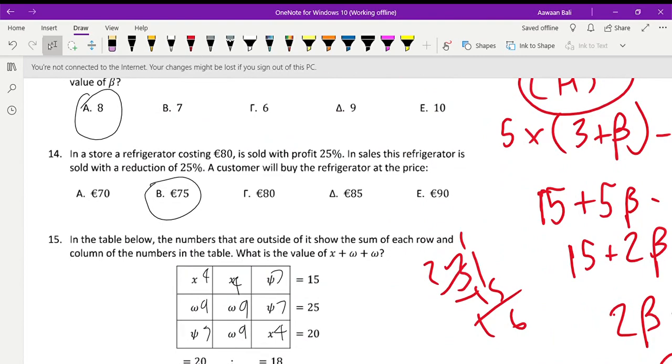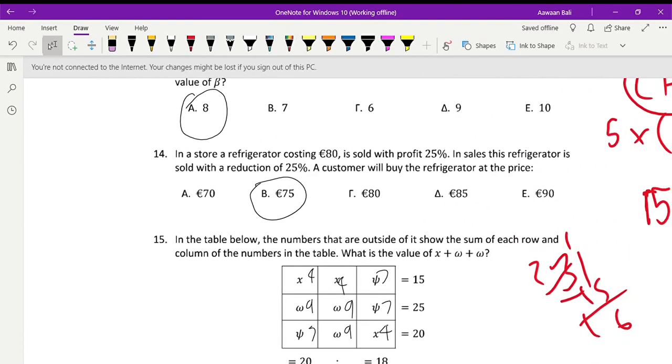Now, question number 14. In a store, a refrigerator costing 80 euro is sold with a profit of 25%. In sales, this refrigerator is sold with a reduction of 25%. A customer will buy the refrigerator at what price? Okay. So first we can just do the normal percentage method, and then I can show the formula.